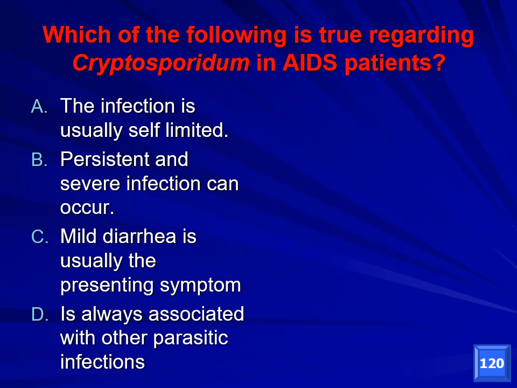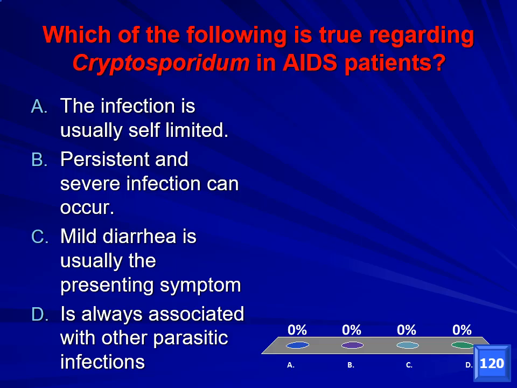Usually when we attend dynamic classes, I put some clicker questions in my slides. Since we are doing this as a VOP, let me go over them. Which of the following is true regarding Cryptosporidium in AIDS patients? The infection is usually self-limiting. Persistent and severe infection can occur. Mild diarrhea is usually the presenting symptom and is always associated with other parasitic infection. Well, the correct answer is B.